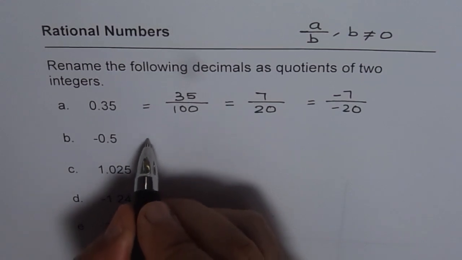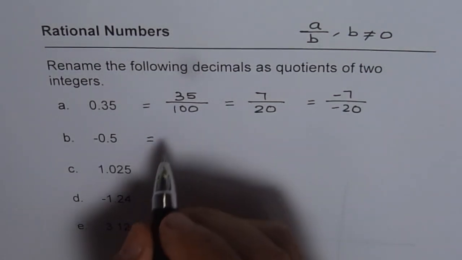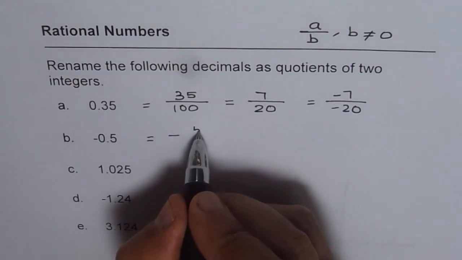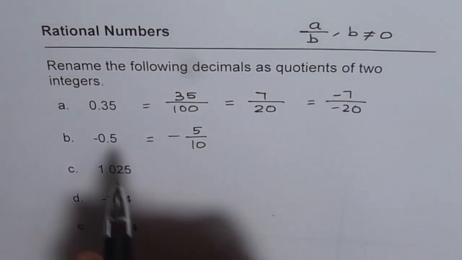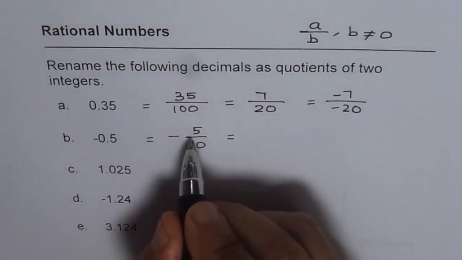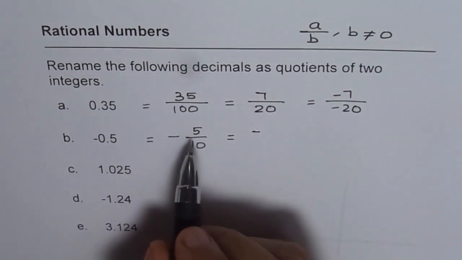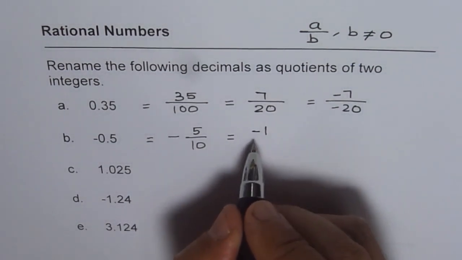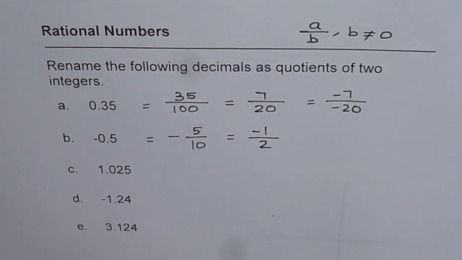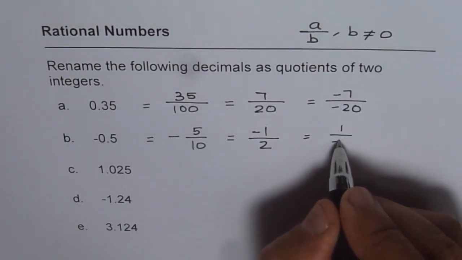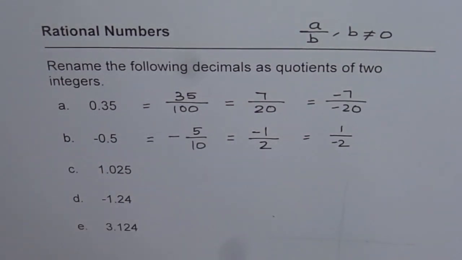Let's do one more. Minus 0.5. So we can write minus 0.5 as minus, this is 5 tenths. So 5 over 10, right? This was 35 hundredths. So that is how we started. So this could be written as minus, now we can divide both by 5, correct? So we can write this as minus 1 over 2. So minus 1 over 2 or even 1 over minus 2 represents the same thing, which is minus 0.5, right?